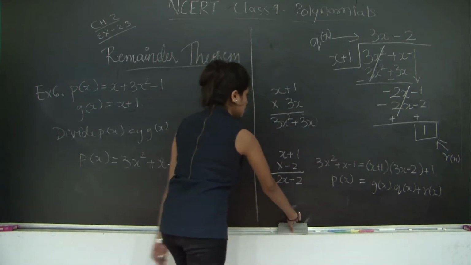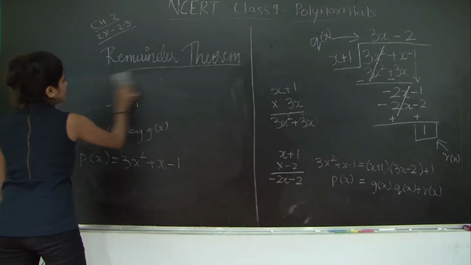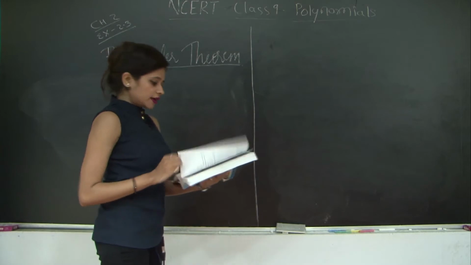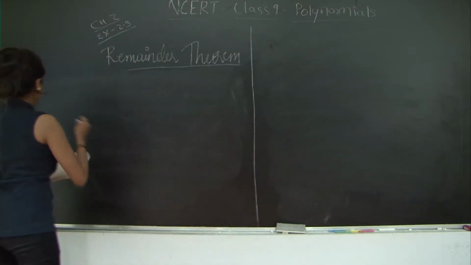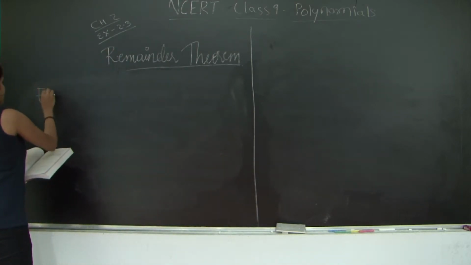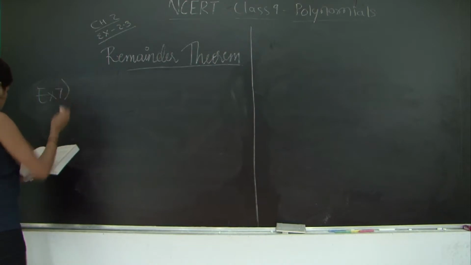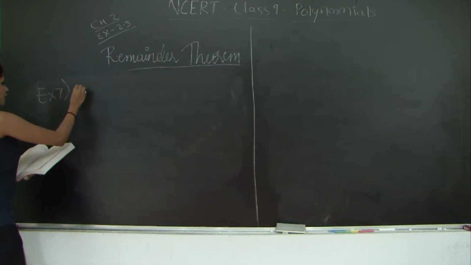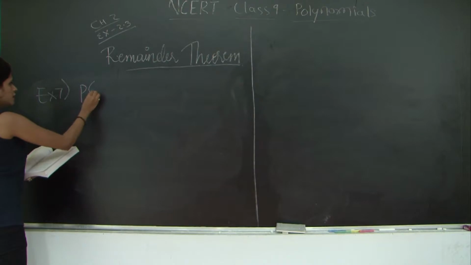Now we will proceed with the second solved example. Let me quickly erase the board for you. So let's take a look at the second solved example. I will quickly write it. This is example 7, solved example 7 of your textbooks, where you have your polynomial. I am just naming the polynomial.